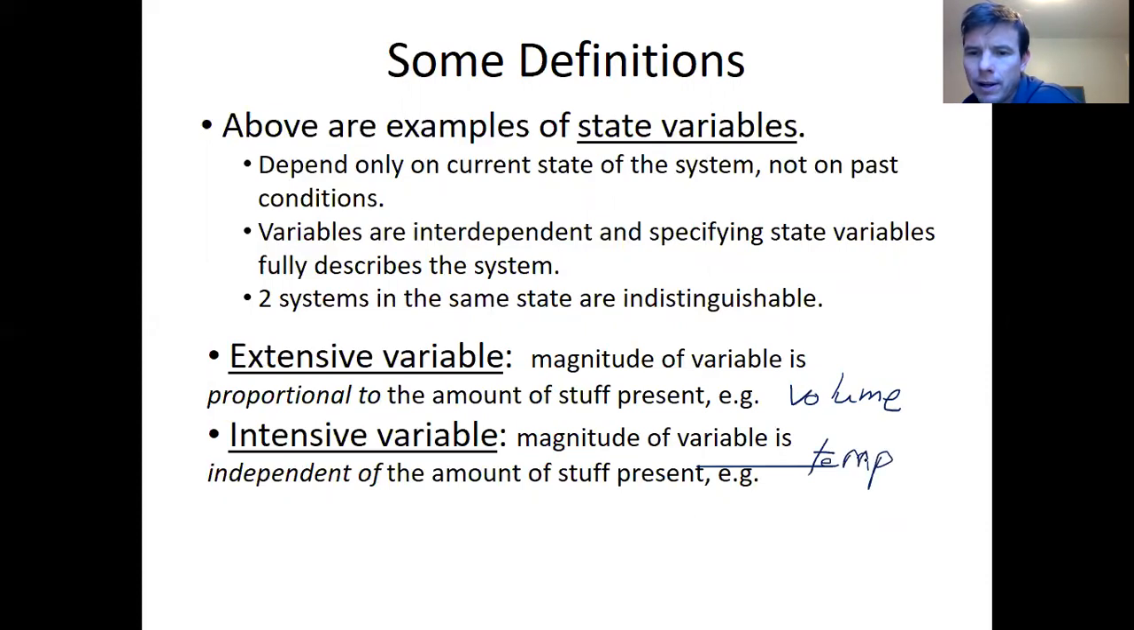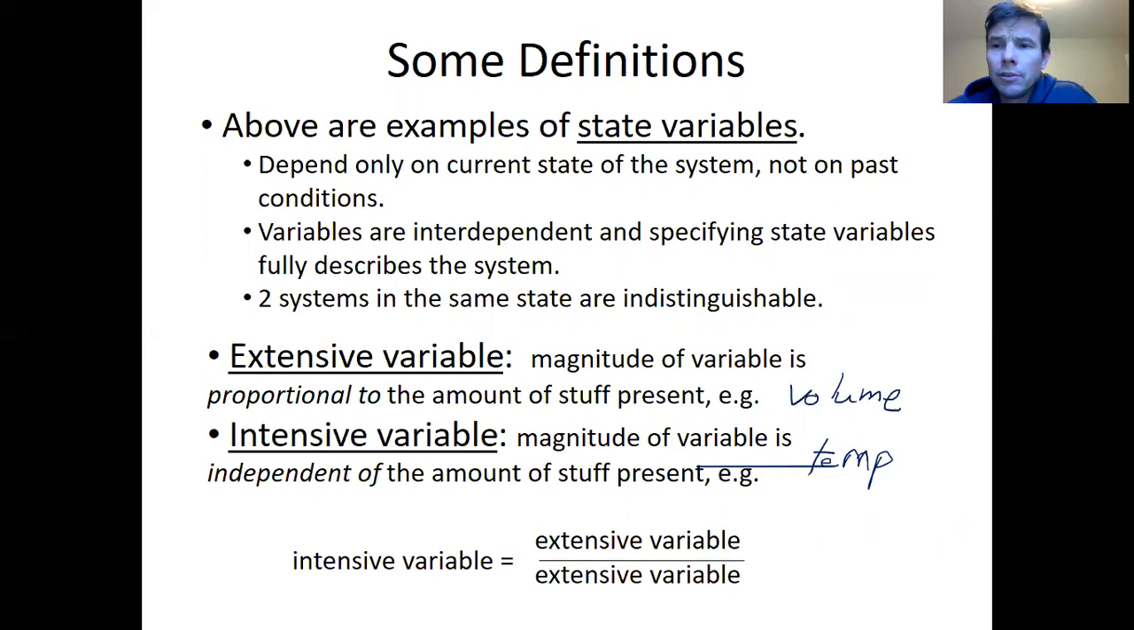If I could get my pen to write, that would say temperature, but there we go. Temperature, right? Twice as much stuff at 100 degrees Celsius is the same as twice as much stuff at 100 degrees Celsius. It doesn't matter. One trick that we'll commonly use in thermodynamics is to create intensive variables from extensive variables. And the way that we do that is dividing them. So if I take two extensive variables and I divide them by one another, you can get an intensive variable. And so here's an example.